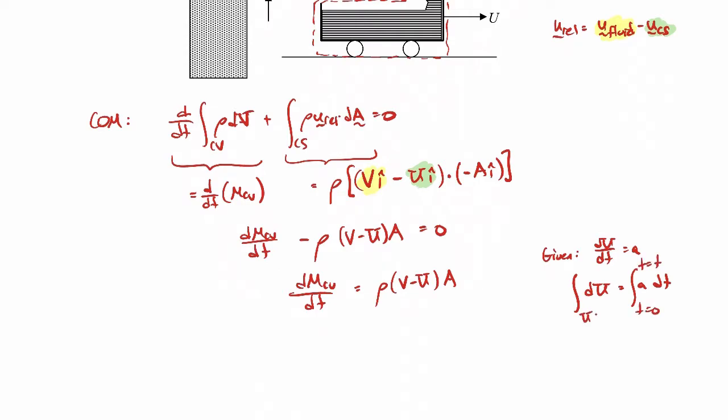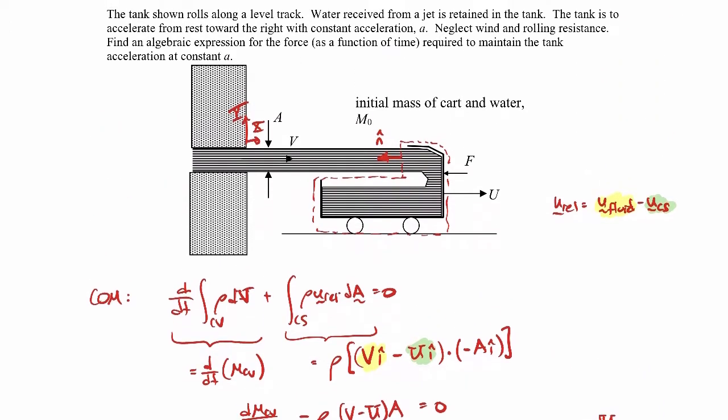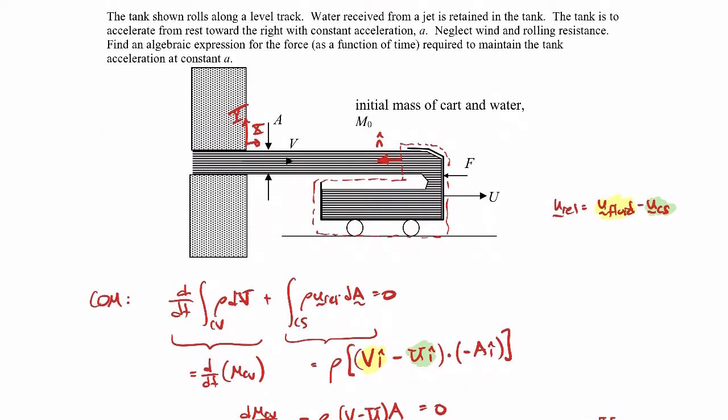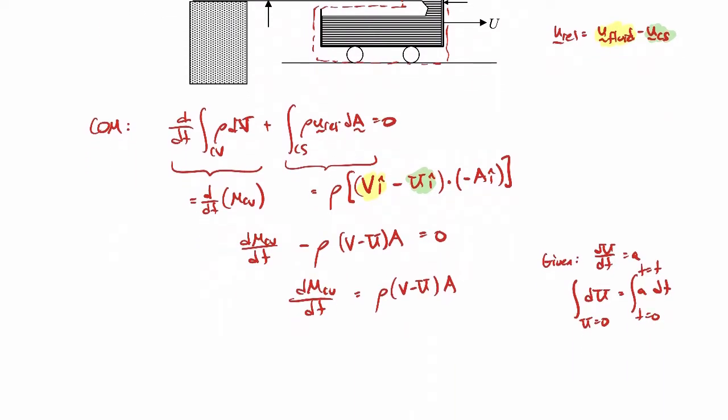The initial velocity of the cart, we're told in the problem statement, is 0. The tank is to accelerate from rest, so it's starting from rest. So the initial velocity is 0, and then we'll go to some final velocity. So U will just be a times t. Remember that the acceleration is a constant, so it can come outside the integral. So that's the velocity. So we can substitute that in.